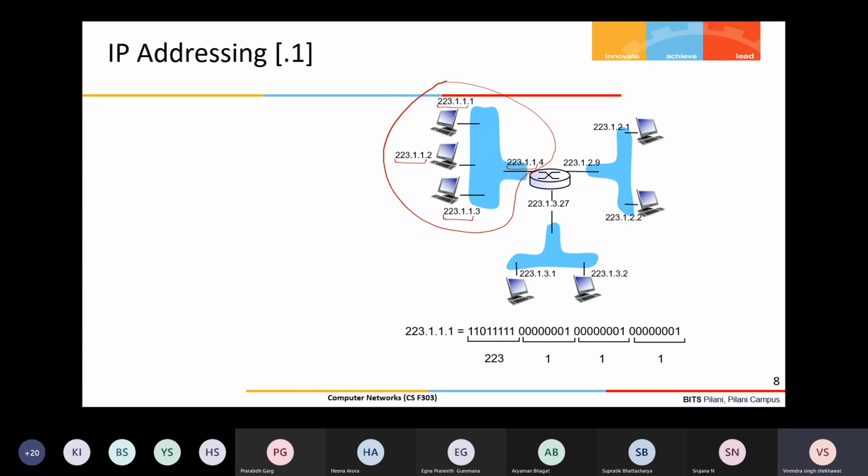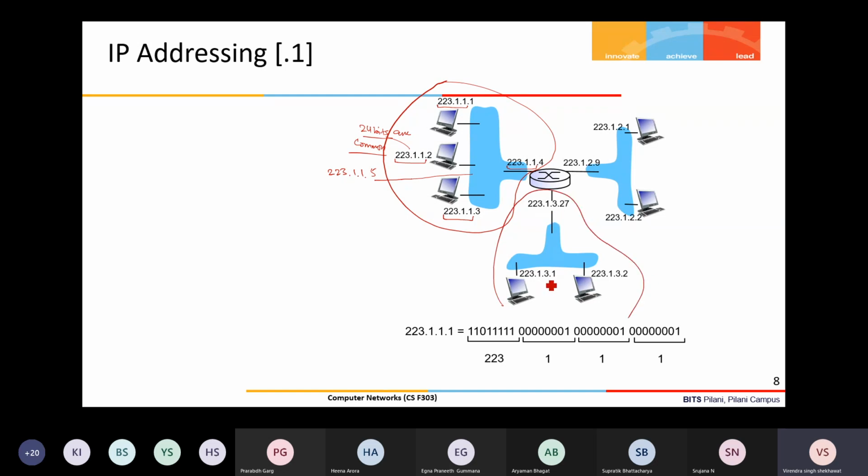So suppose I want to add one more machine here. What kind of address should that machine have? 223.1.1 should be there, and then to maintain uniqueness, it can have a 5, let us say. So all the addresses have these 24 bits common or same. Similarly, you can check the other networks also.